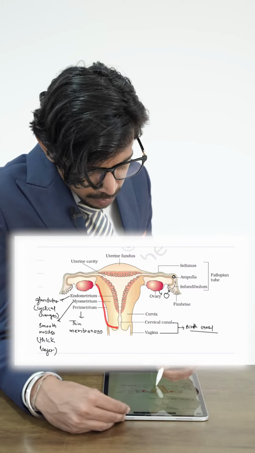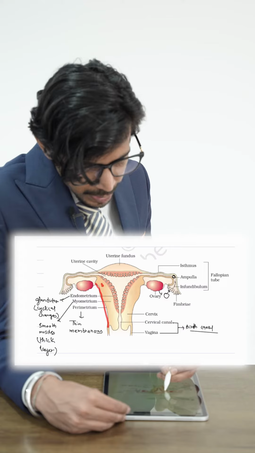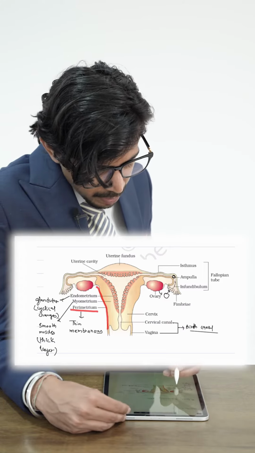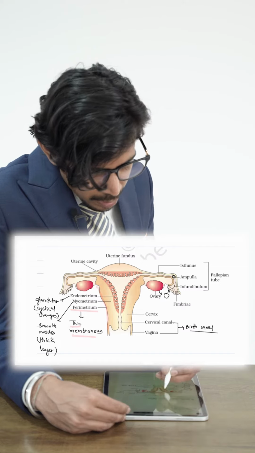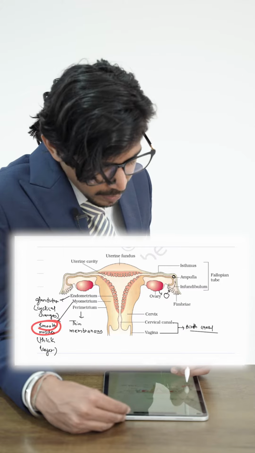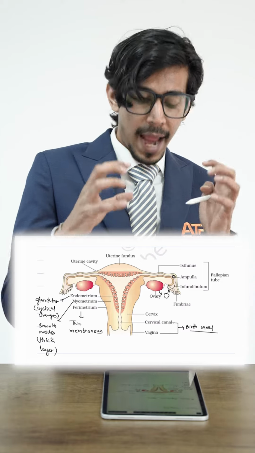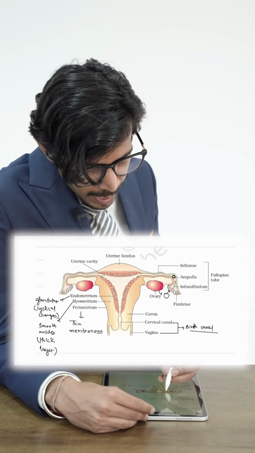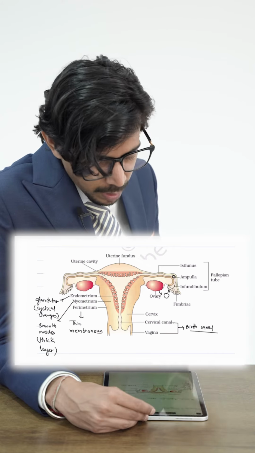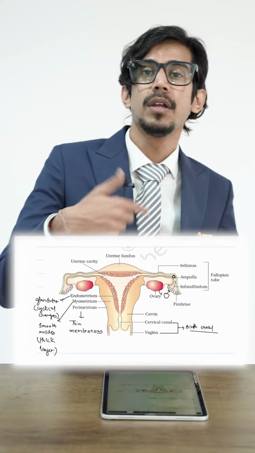Now, if you look at the structure of the uterus, the uterus has been divided into an outer layer, middle layer, and inner layer. The outer layer is called the perimetrium, it is thin and membranous, whereas the middle layer is called the myometrium, it consists of smooth muscles, which is a thick layer. It helps in childbirth, it contracts during childbirth. And the innermost layer is called the endometrium, it is a glandular layer, and it undergoes cyclical changes during the menstrual cycle.